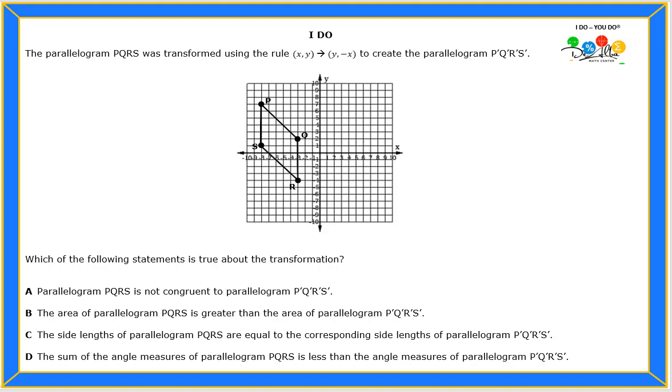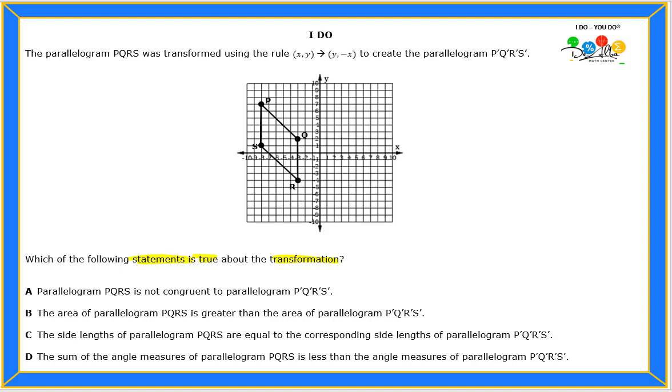It says, the parallelogram PQRS was transformed using the rule (x, y) changed to (y, -x) to create the parallelogram P prime, Q prime, R prime, S prime. Which of the following statements is true about the transformation? So we're looking for a true statement from this transformation.